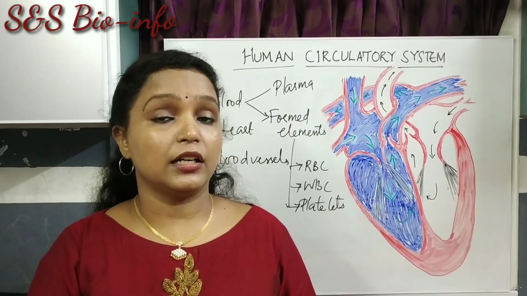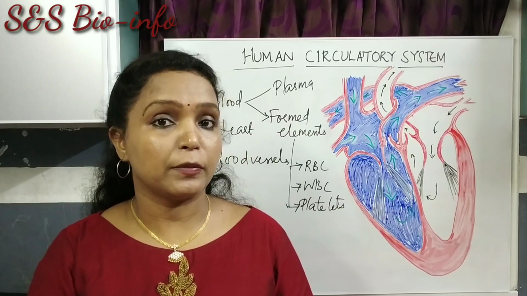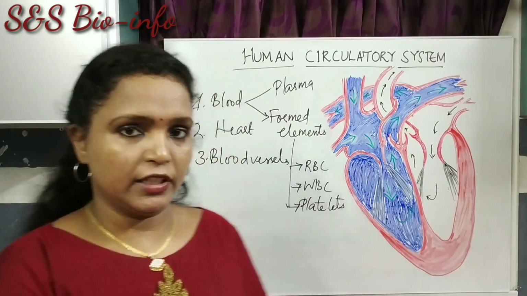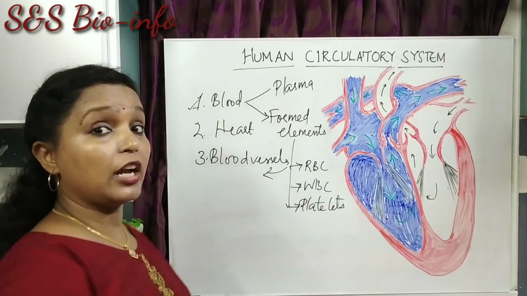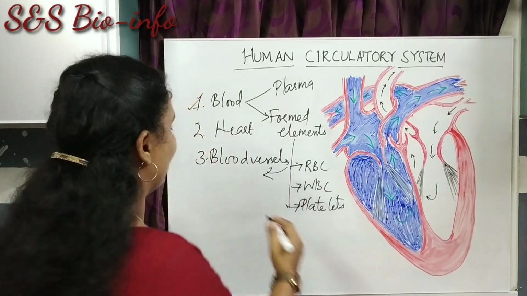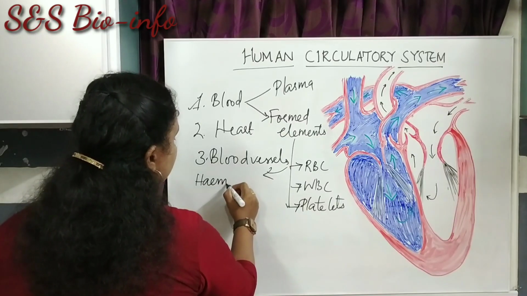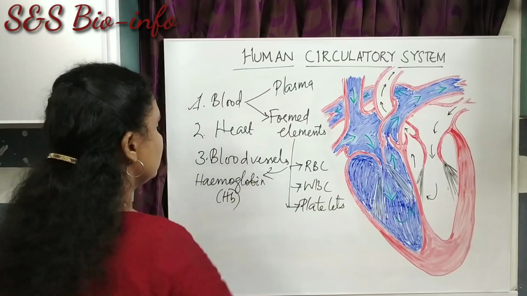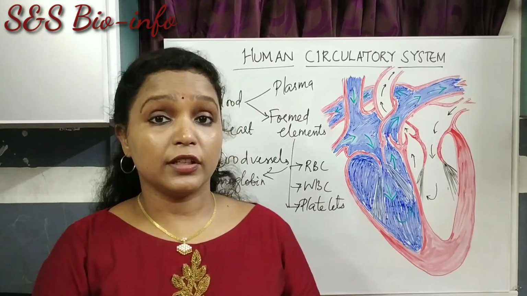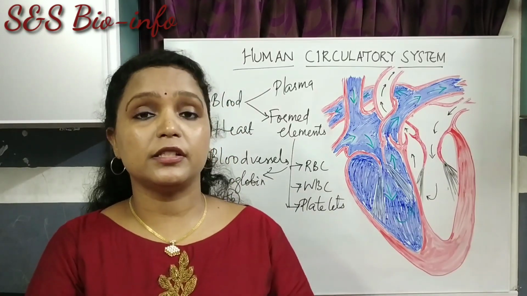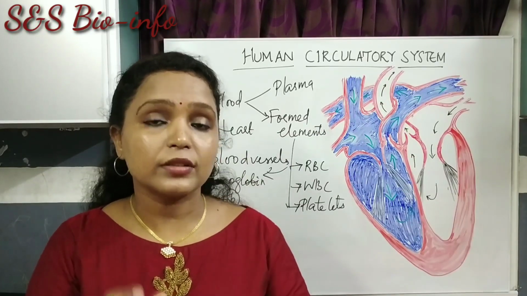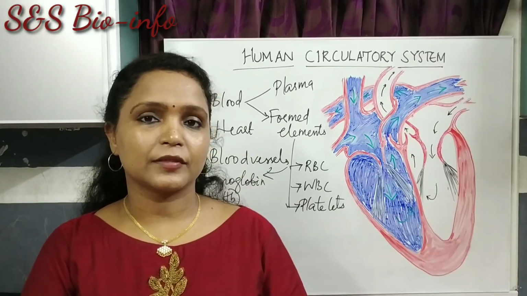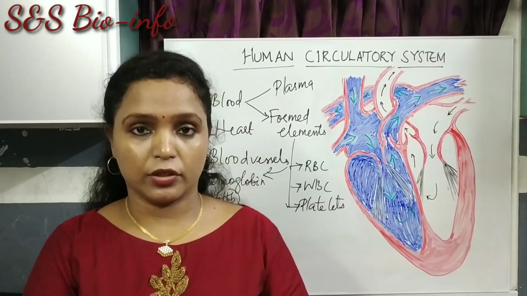The first one, RBC, red blood cells, is red in color due to the presence of a respiratory pigment called hemoglobin. Hemoglobin is a protein molecule. So when we think about RBC, we must learn more about hemoglobin, or Hb. Hemoglobin is one of the important parts of the RBC because it transports both oxygen and carbon dioxide during the respiratory cycle.